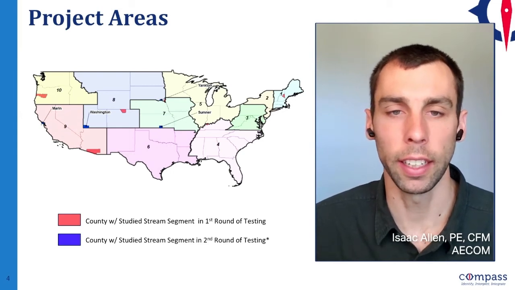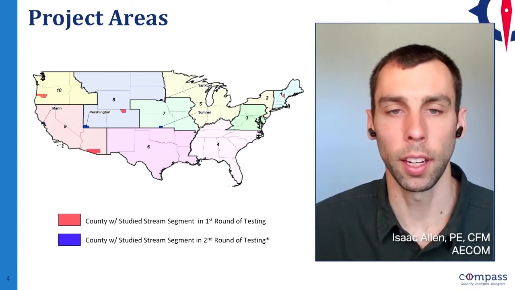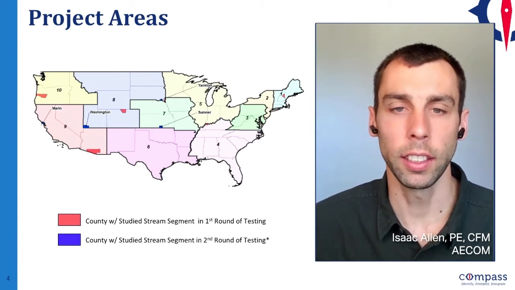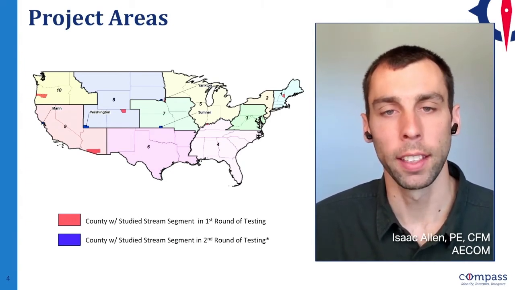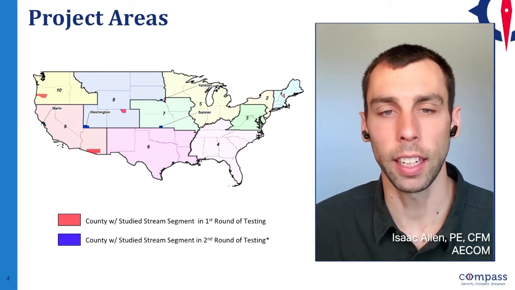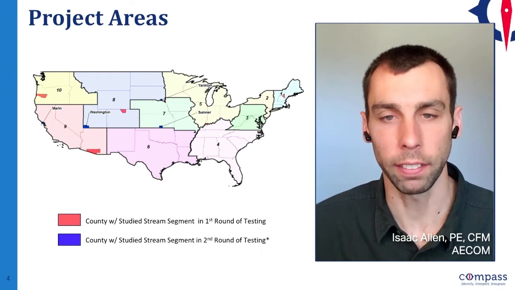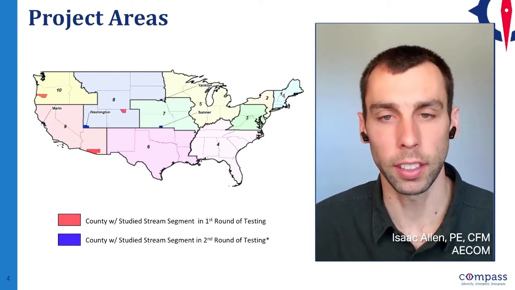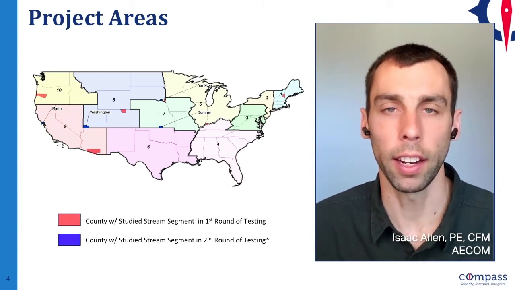The image on screen here shows the counties where streams were studied. As you can see, we had a good sampling across the country. Counties that are in red were part of our first round of testing, and counties that are shown in blue were part of our second round of testing. I'll go into a little more detail about the difference between the first and second round of testing later on in the presentation.